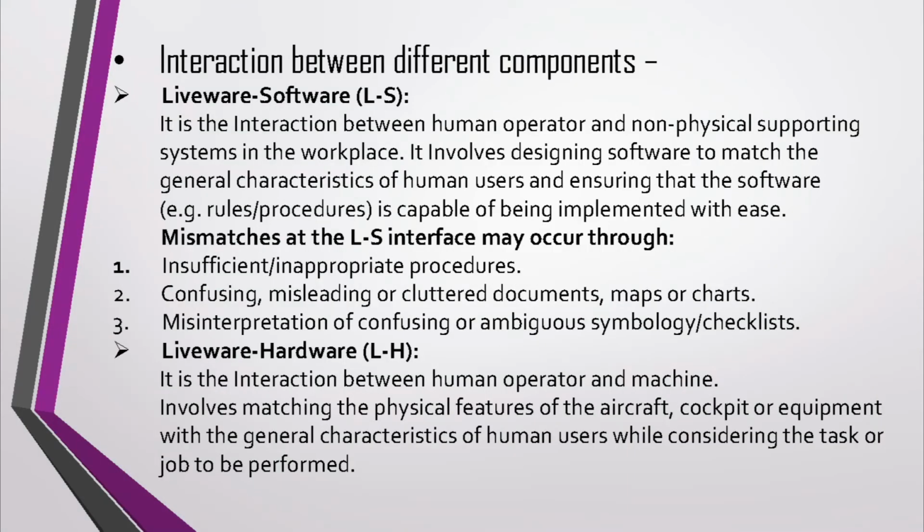Now, let's see the interaction between the different components. First is the interaction between the liveware and software. It is the interaction between humans and non-physical supporting systems, like how humans react with computer software, how they interpret the checklists, rules, laws, effect of company norms on humans, etc. Mismatch in this type of interaction can happen due to misinterpretation of documents, manuals, checklists, inappropriate procedures, etc.